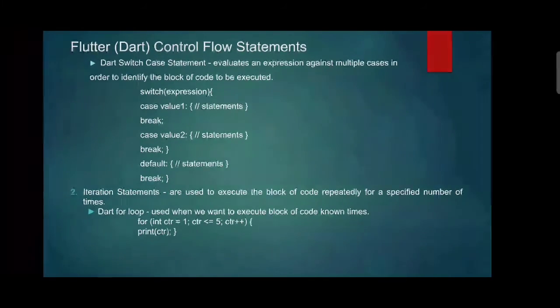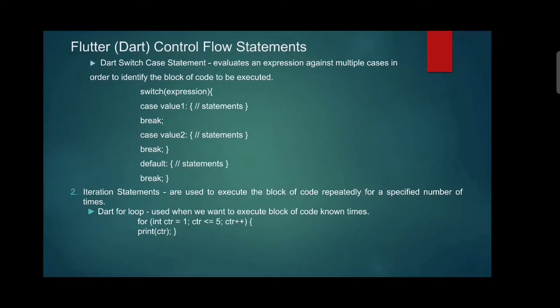Next, we have here the switch case statement. It evaluates an expression against multiple cases in order to identify the block of code to be executed. The expression inside the parentheses is the variable to be evaluated against the different cases. All cases are inside the body of the switch statement enclosed with curly braces. When a case results in true, it will be executed and the program will skip other cases with the help of break. If none of these cases results in true, the default statement will then be executed.